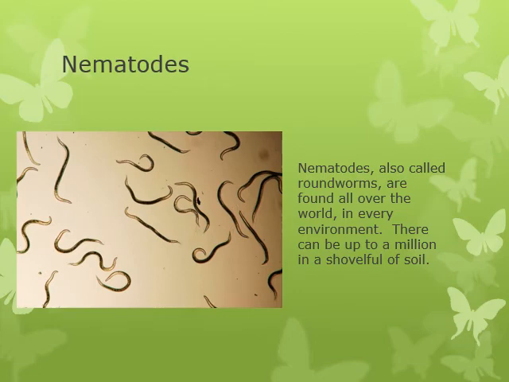Nematodes. Nematodes are squiggly, and they're wiggly, and they're really gross. They're called roundworms. Perhaps you've heard of them. Roundworms are found all over the world. They're in every environment. In fact, if you were to go outside, get a shovel, and take a scoop of dirt, there could be 1 million of them in that dirt, in that soil. They're everywhere. You don't see them, but you're stepping on them. Not now, probably, maybe now, I don't know.